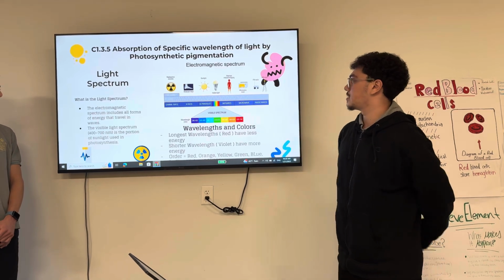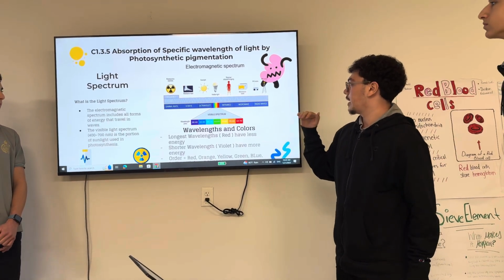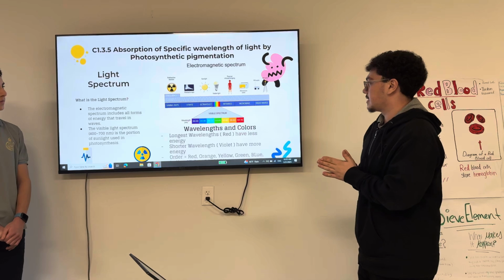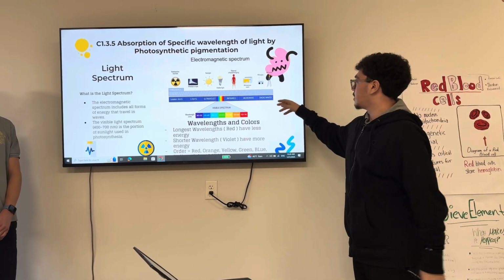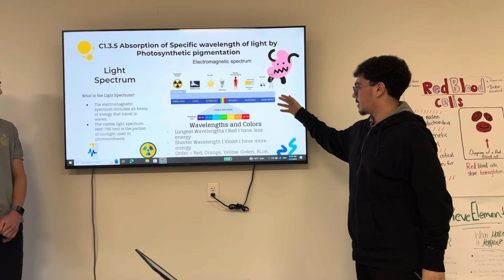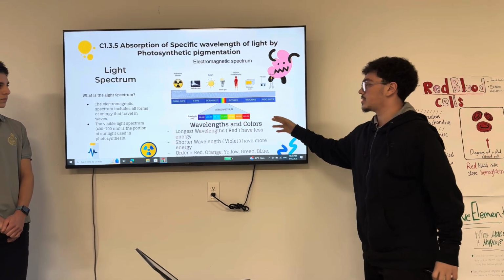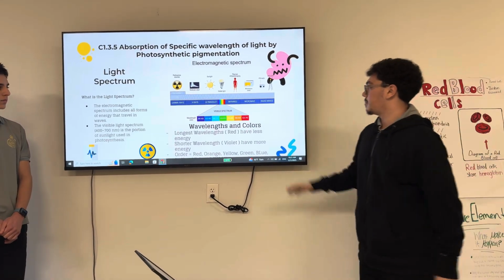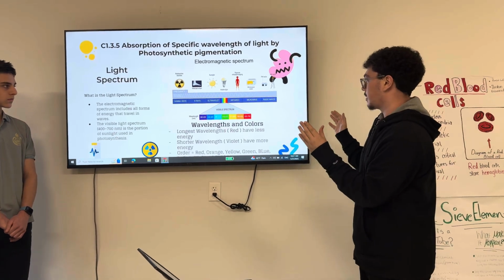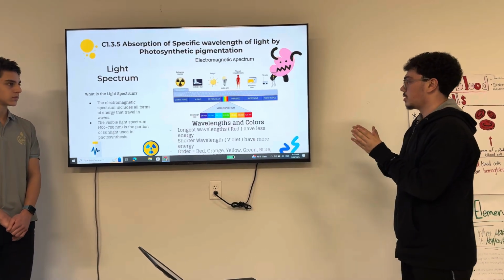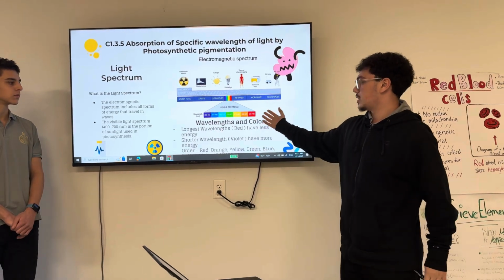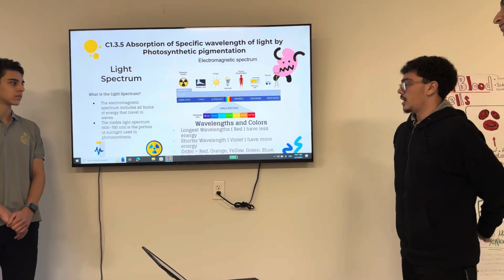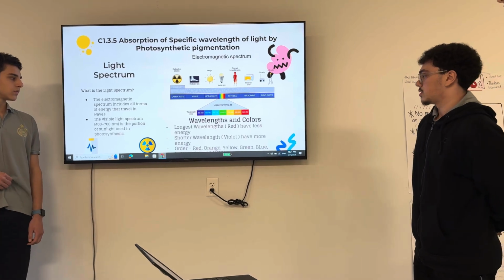There are radioactive sources that have more energy in the shorter wavelengths, and the longer ones have less energy. In between the big ones and the small ones, there's the visible spectrum, which is approximately 400 to 700, 800 nanometers. It's the portion of sunlight used in photosynthesis.